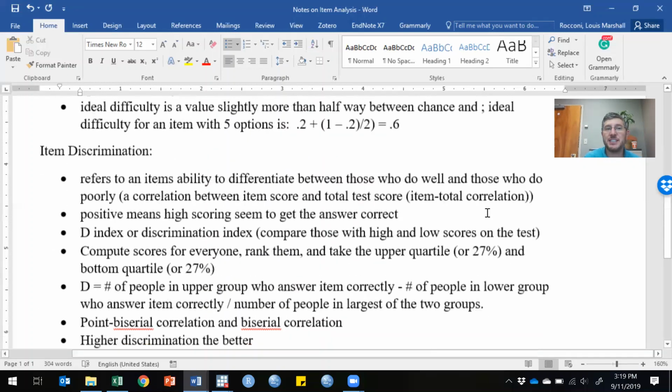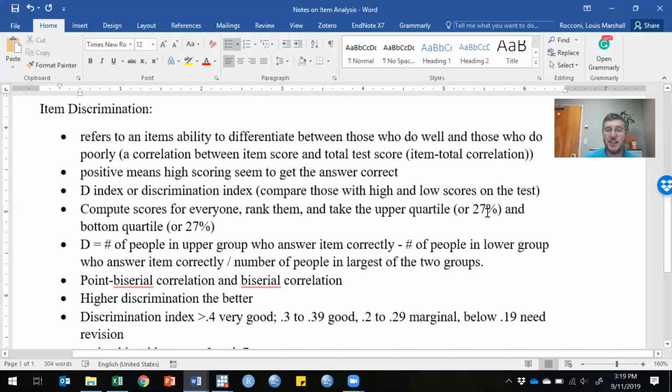The next item statistic we're going to talk about is item discrimination. If an item measures the construct we're interested in well, then we would expect those who do well on the test to answer the item correctly, and those who do poorly on the test to answer the item wrong. So if our item truly does measure whatever the construct is, then those who perform high on the test should get it right. Those who perform low on the construct should get it wrong.